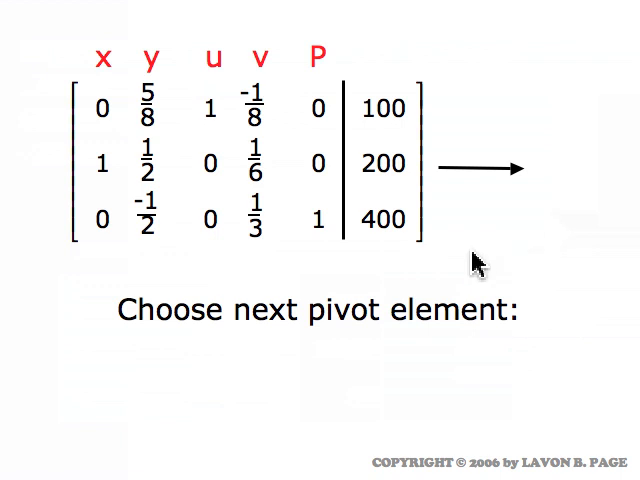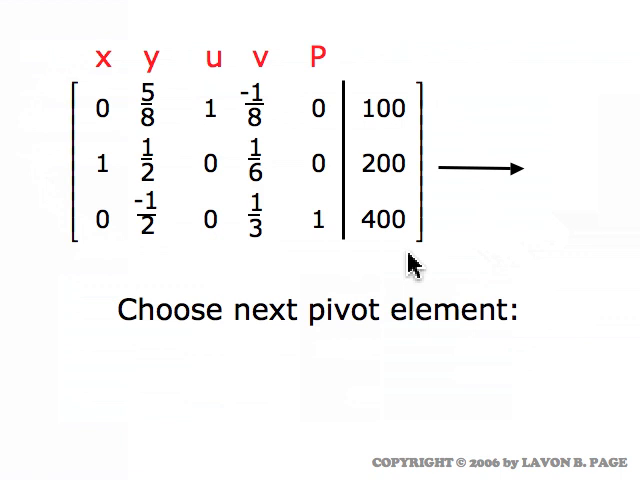Now let's go back to where we were left off after we had completed the first step of the process. This is what our tableau looked like after the first step. So now we simply play the game again of choosing another pivot element and carrying out another step.